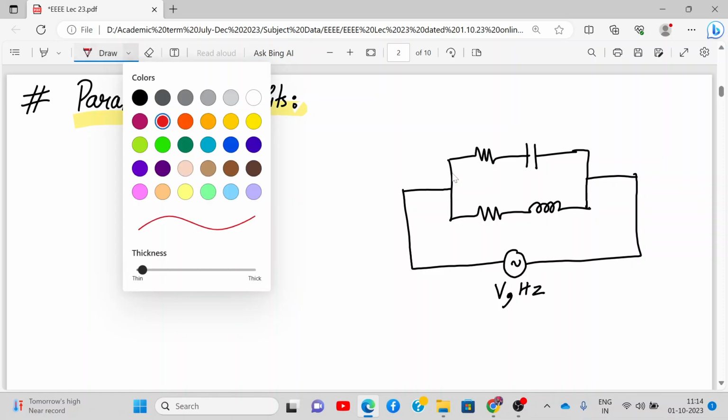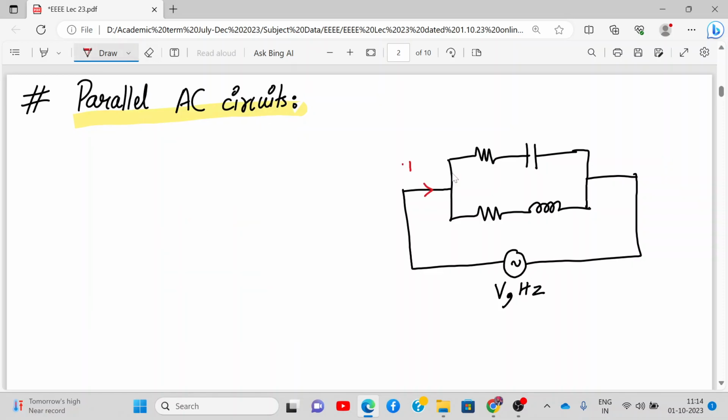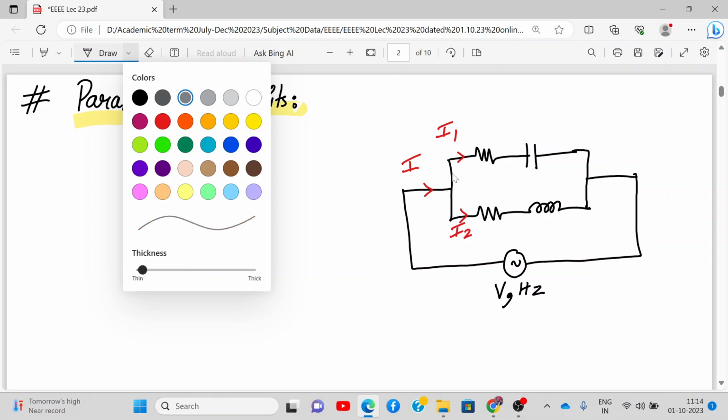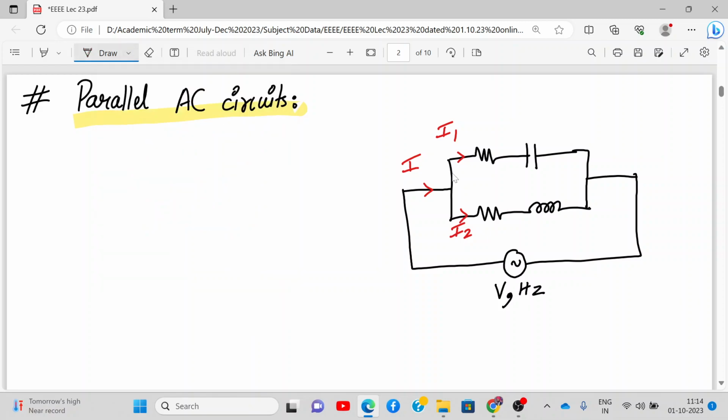Now my current in this parallel network splits up. If this is the total circuit current I, it will be splitting up into I1 and I2. Remember, in a parallel circuit, current splits up. This branch over here I call R1 C1, and this is R2 L1.